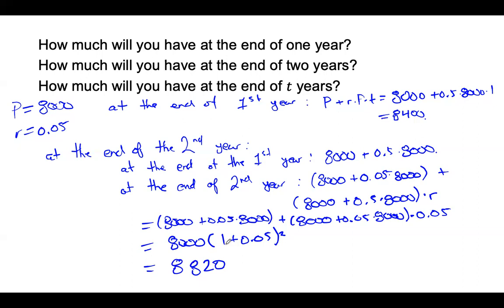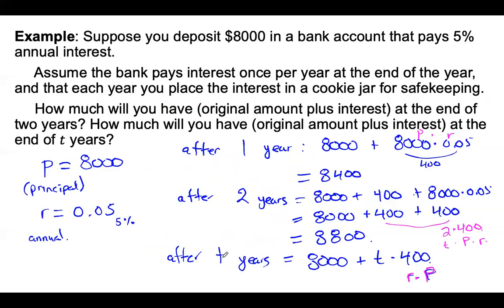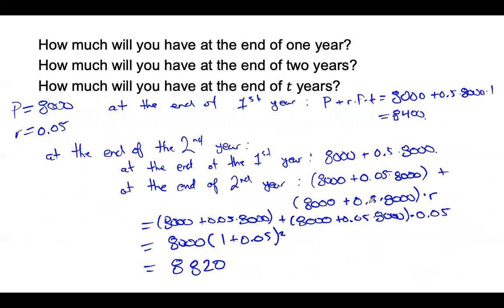So you can see, okay, well, we have $8,820. But back here, when we did simple interest, we had $8,800. So when we compound it, we have $20 more, essentially, is the idea. And you can see why this is true from here to here, if you wish.